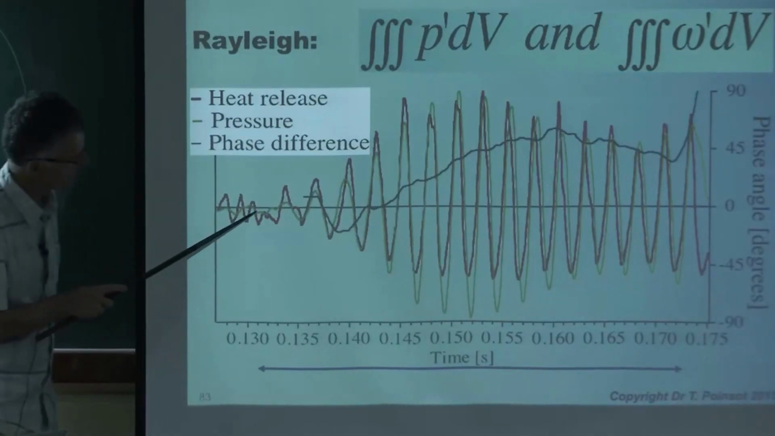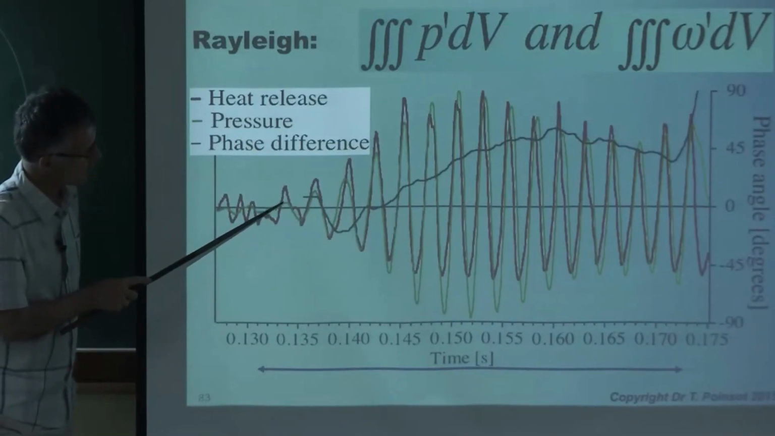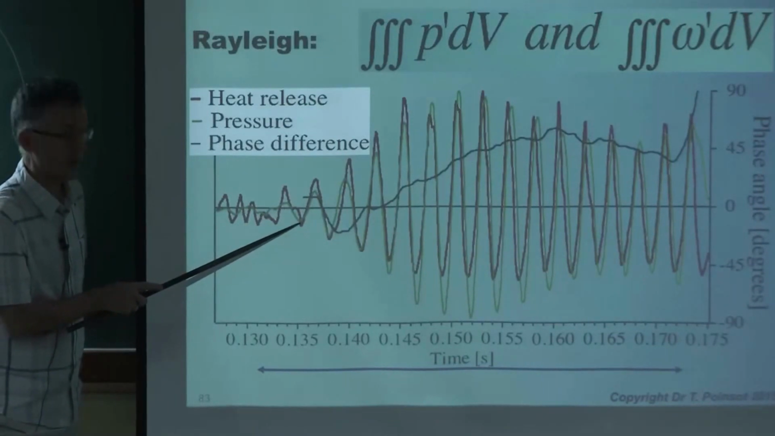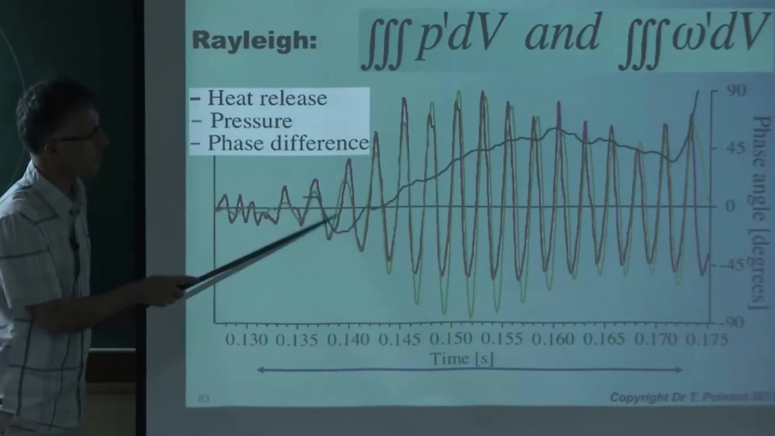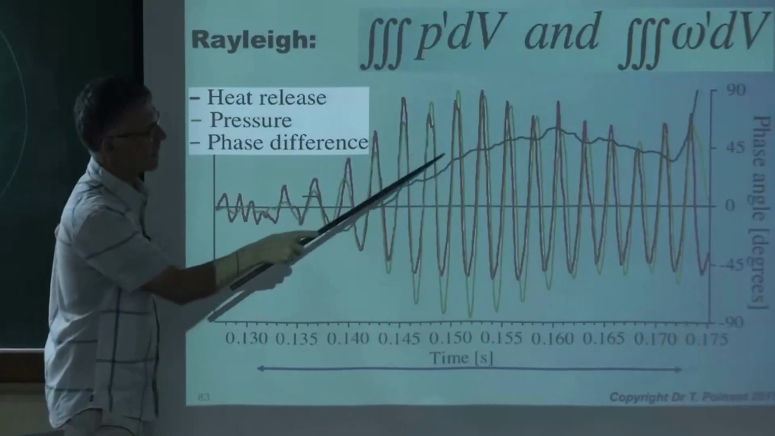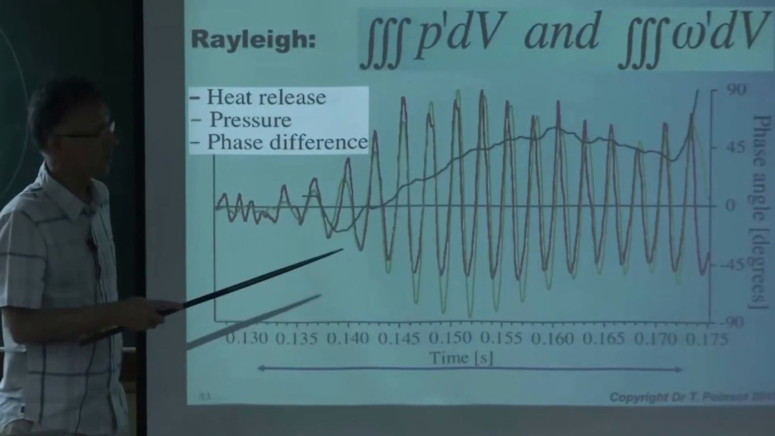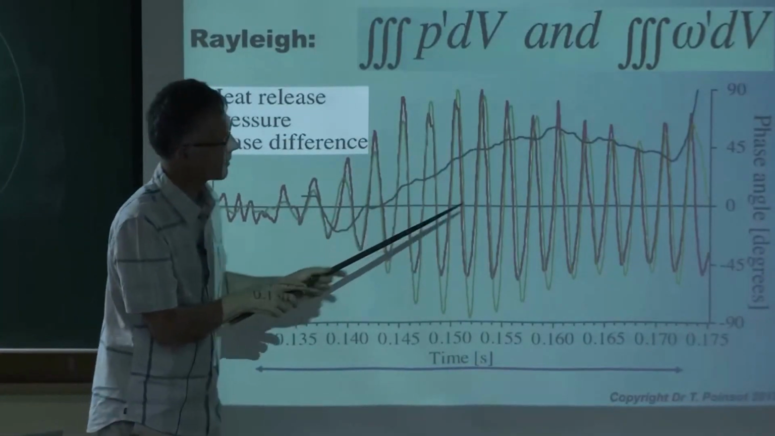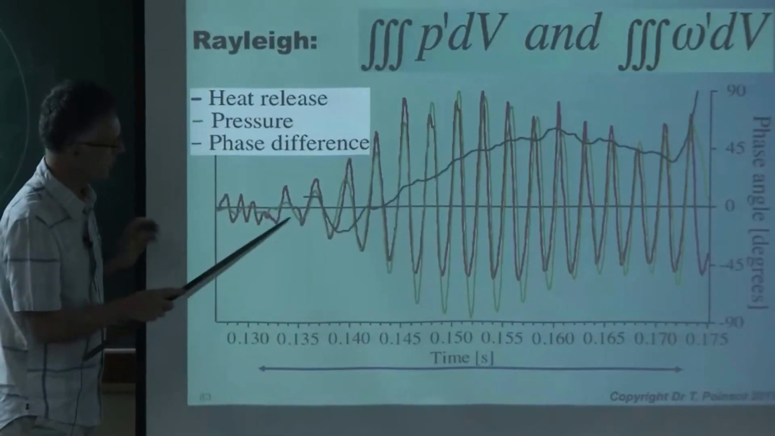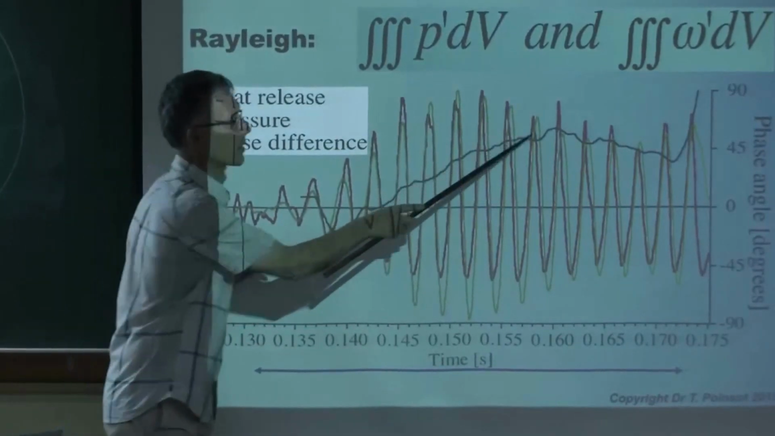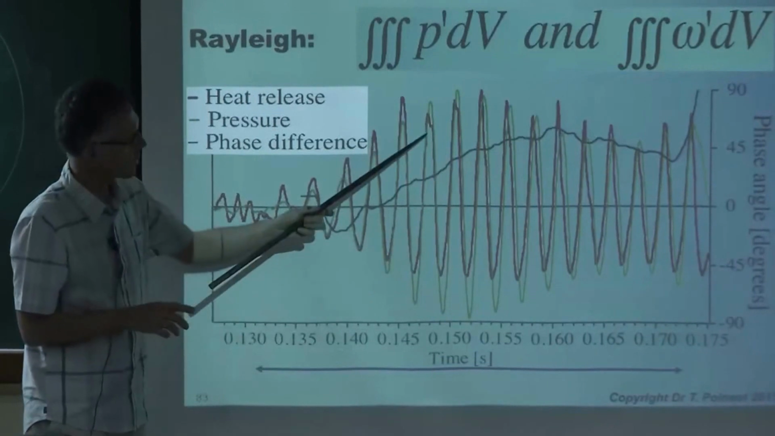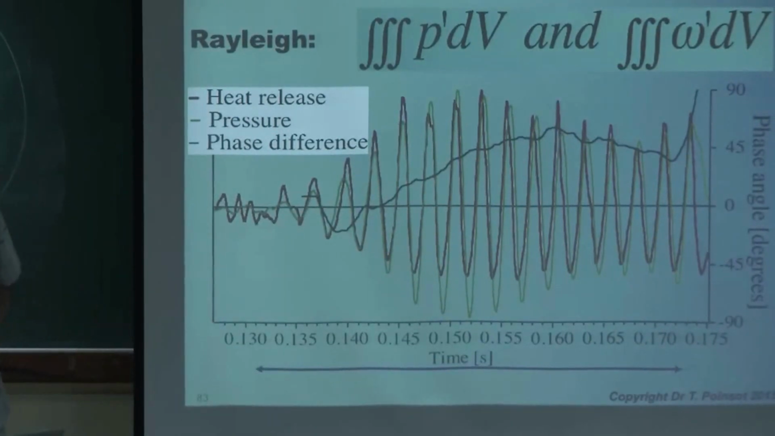And then suddenly, one of them says, oh, you're going up, I'm going up too. Or you're going down, I'm going down too. Okay, let's do it. And then they start dancing together. Then you go into the unstable mode, and the Rayleigh index, which was 0 here, is going up because pressure and heat release are in phase.